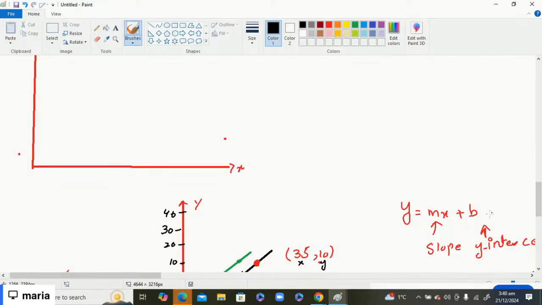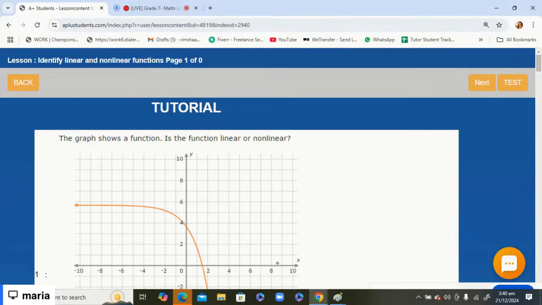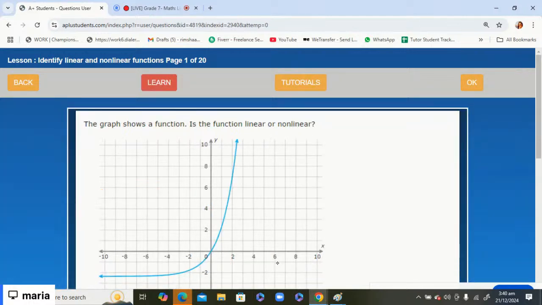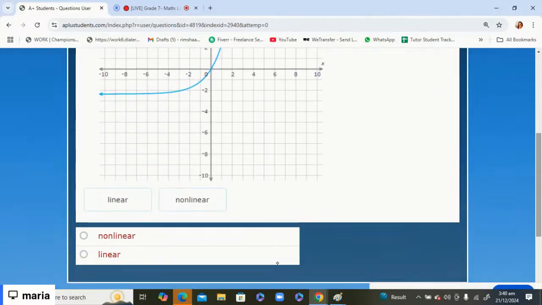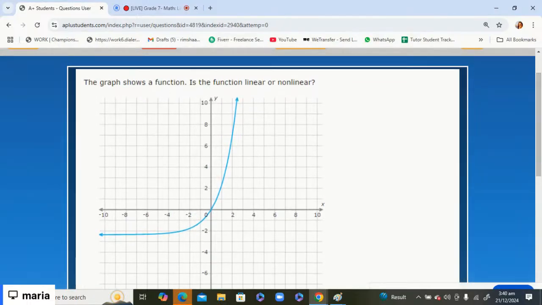So here, let's do the questions. Okay, let's do the test questions. This graph shows a function. Is this function linear or non-linear? So look at here. First of all, we see the graph. If your graph shows a straight line, this is called the linear function. But if your graph shows not a straight line, this is called the non-linear function. Now you guys tell me, is this linear or non-linear? Does the graph show a straight line or not?